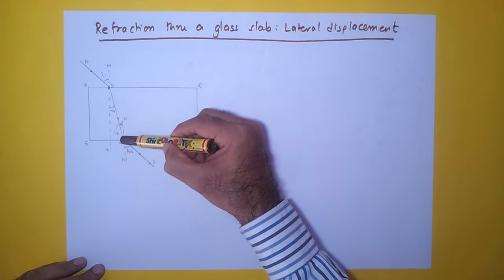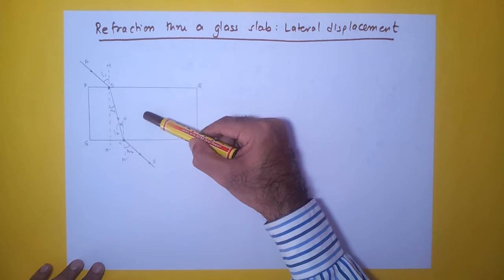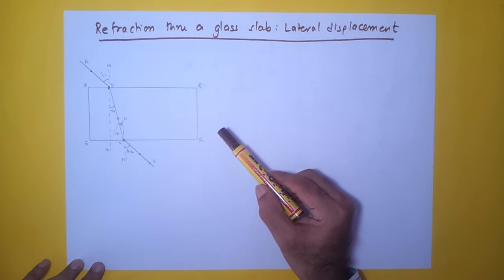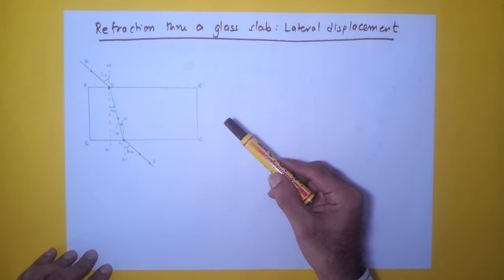And then when it is incident on this interface, it is traveling from denser to rarer medium, and therefore it will bend away from the normal and travel along CD. This is how the ray travels in a rectangular glass slab.